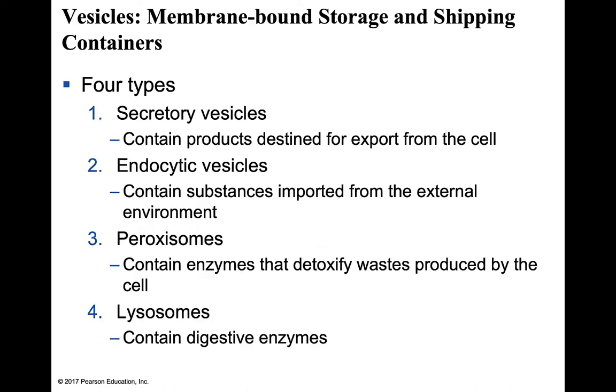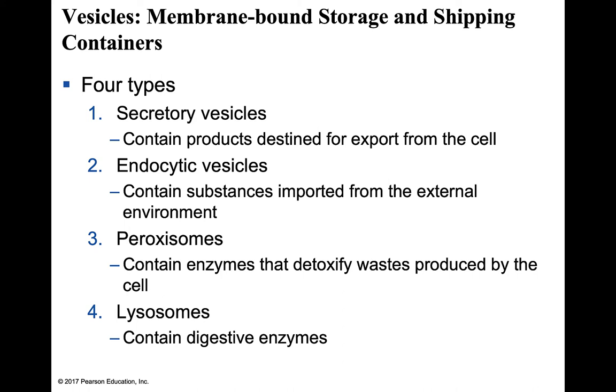Now, I introduced the concept of vesicles. These are membrane-bound storage and shipping containers, and there are four general types. Some are known as secretory vesicles, and those contain products that are destined for export from the cell. There are endocytic vesicles. These contain substances that are imported from the external environment. There are peroxisomes, which contain enzymes that detoxify waste products that are produced by the cell.